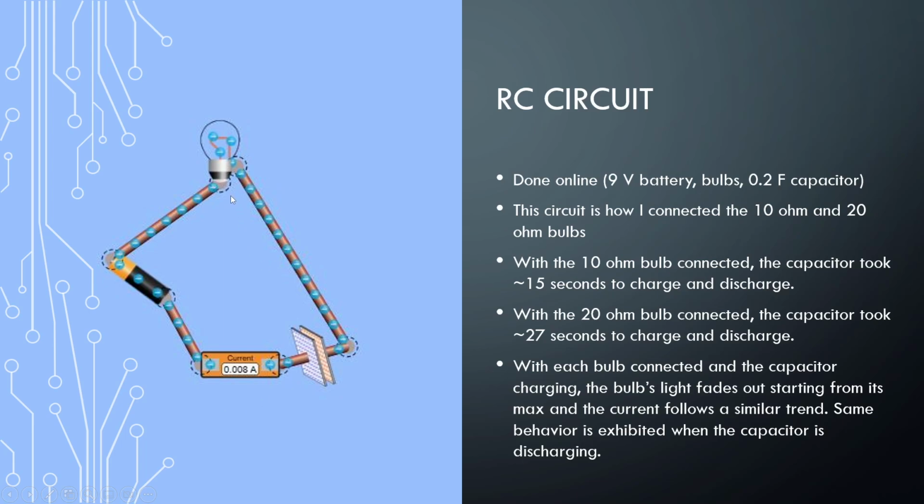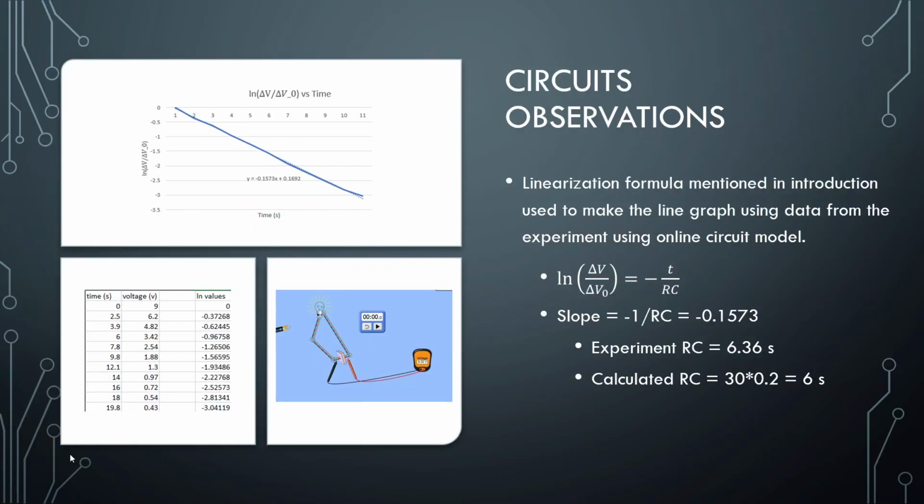With the 10 ohm bulb connected, the capacitor took about 15 seconds to charge and discharge, and it was 27 seconds for both with the 20 ohm bulb. And with each bulb connected and the capacitor charging, the bulb's light fades out starting from its max, and the current follows a similar trend. The same behavior is exhibited when the capacitor is discharging.